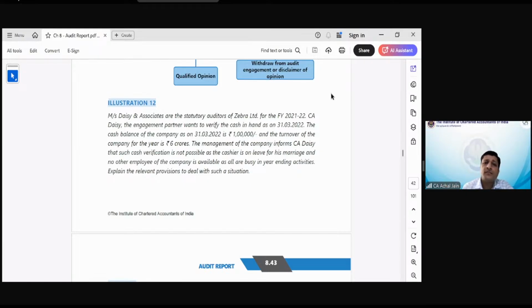Very good. If you remember, there were two situations that we discussed. The first situation was wherein the auditor gets the required information. He has been asking for something, and he is getting that information. The second situation was the one wherein the auditor is asking for the information, but he is not getting the required information.